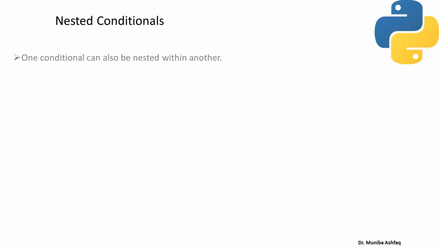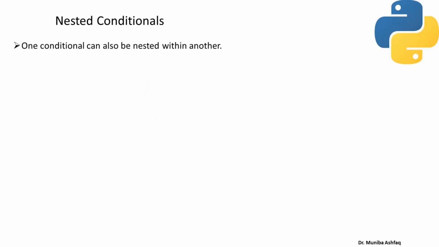Nested conditionals. One conditional can also be nested within another. If we talk about nested structures, it means that there is a structure within another structure. Here we are talking about nested conditionals. It means that the conditional block contains another conditional block, and we can have multiple nested conditional statements. That is a block within another block, and in that block we may have another block.